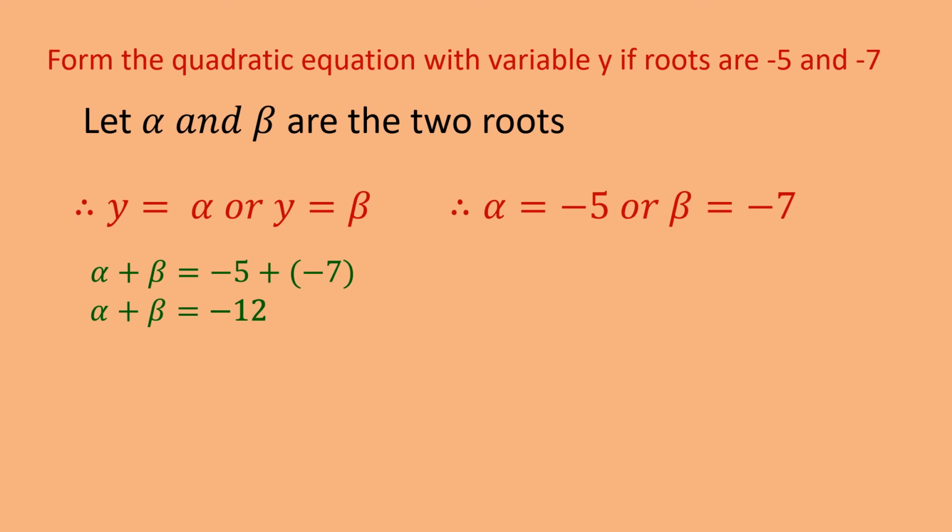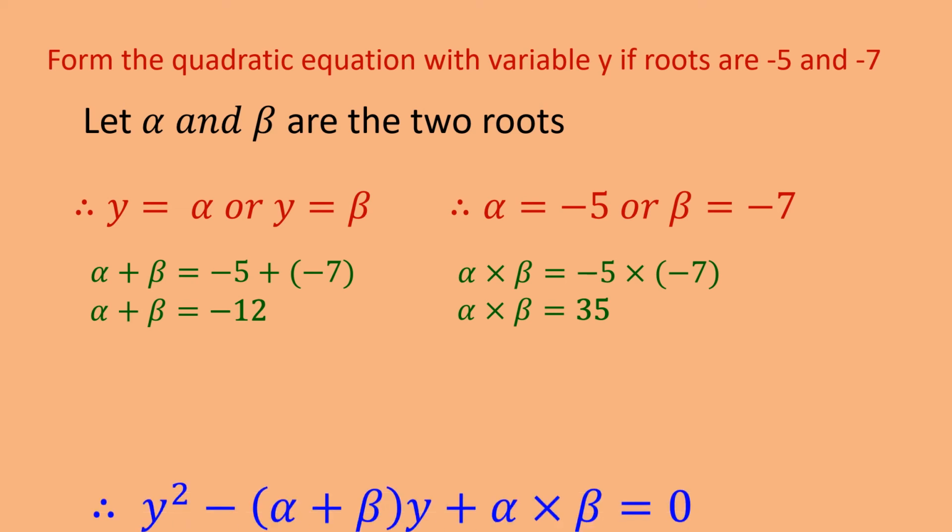Now let us find the product of the roots. So the product of the roots means minus 5 into minus 7. When we multiply the two negative terms, we get plus 35. So now we have alpha plus beta and also alpha into beta. So we can find the equation.